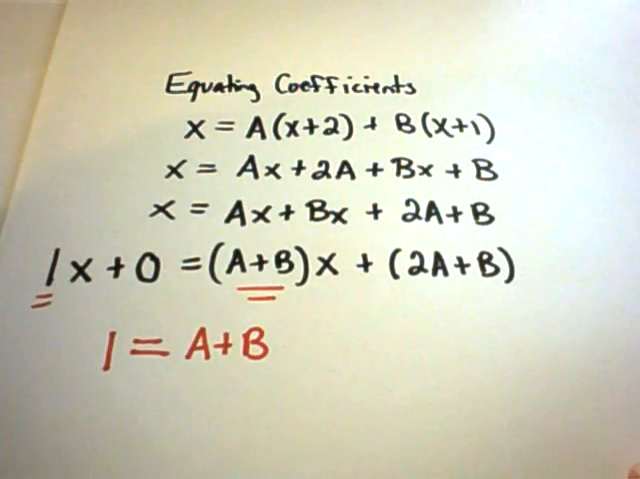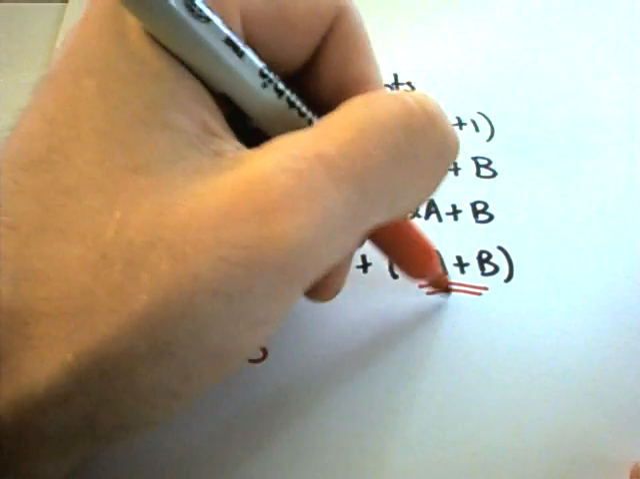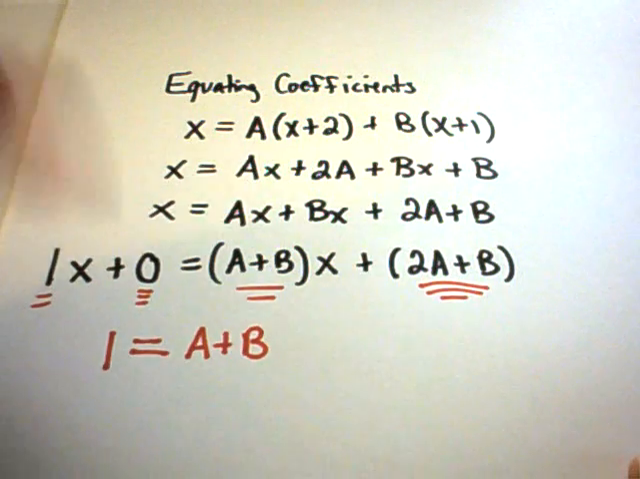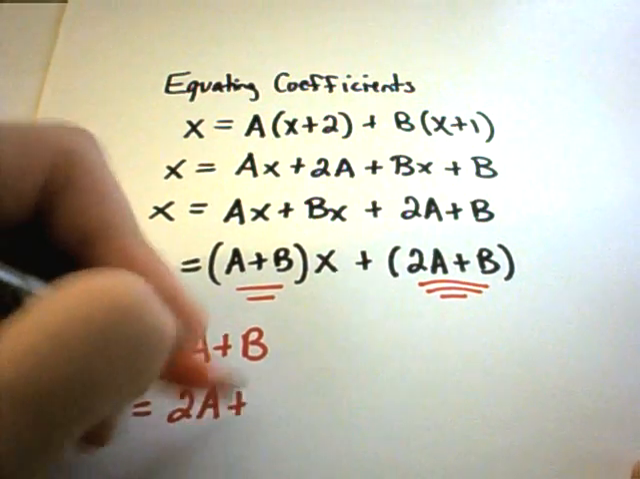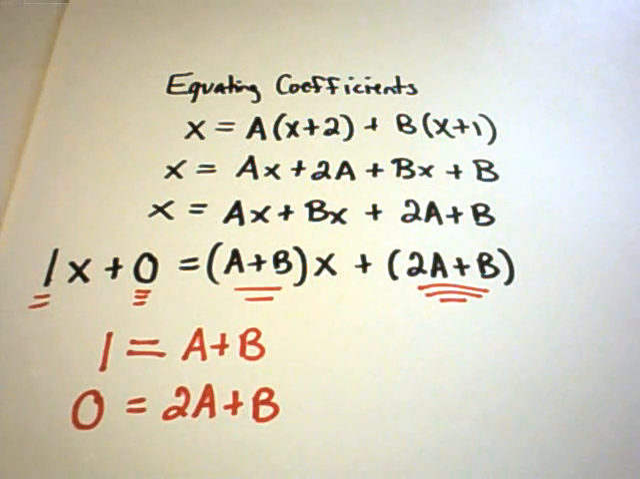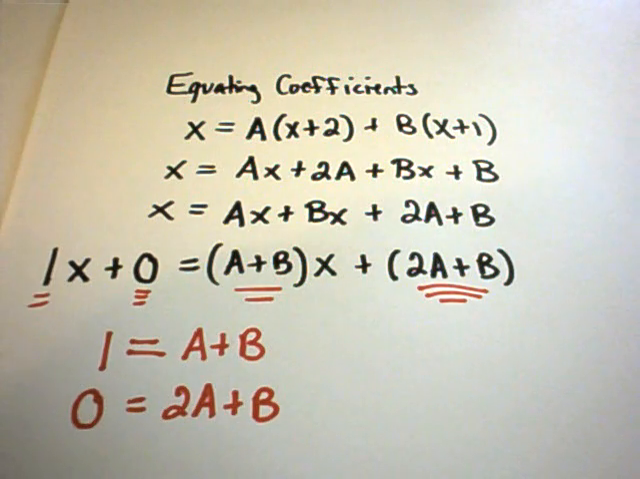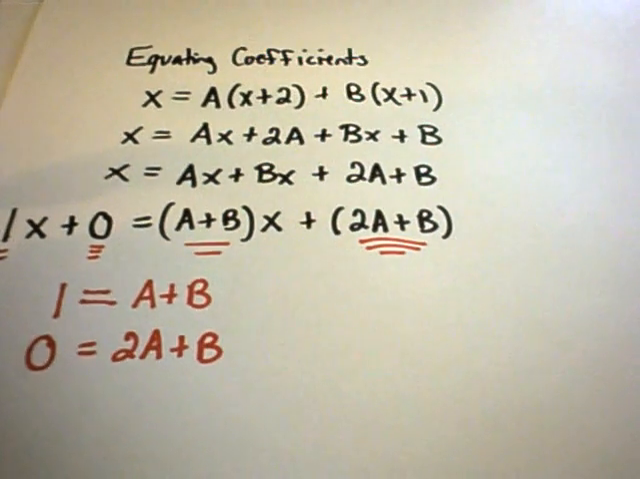And then we do the same thing with our constant term. I've got 0, and my constant term on the right side is 2a plus b. We set those equal to each other as well: 0 equals 2a plus b. And now you have a system of linear equations to solve in terms of a and b. This is why I think it's much easier to use the trick of plugging in clever values so you don't have to do this. But if you have irreducible quadratics, there's just no way to avoid doing this.